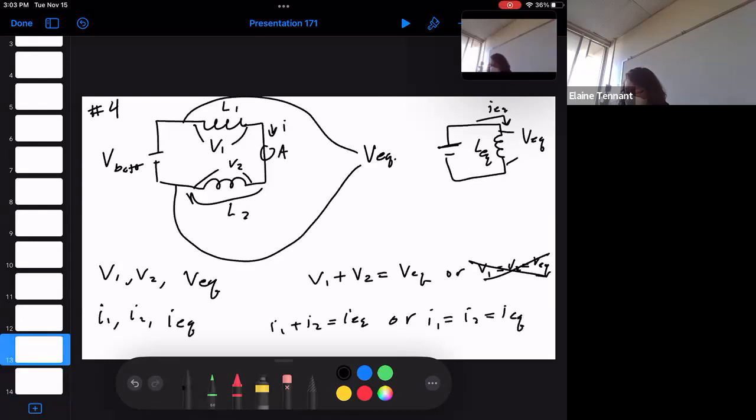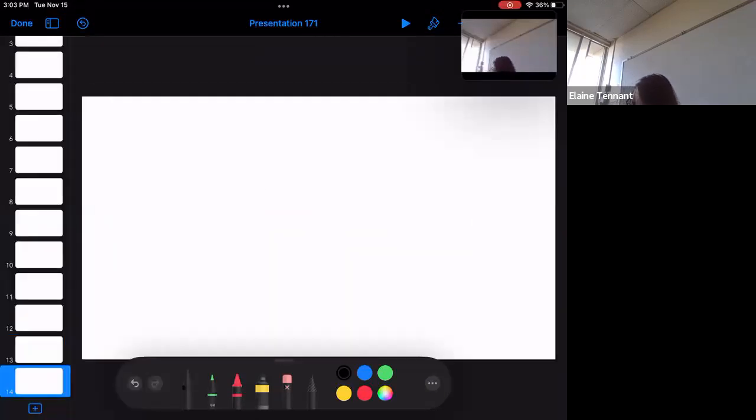So given that, do you think these currents are equal, or do you think you need to add them up? They should be equal. Awesome. Okay, so now we have these two equations to work with. What I want at the end is L equivalent equals L1 and L2 in some format. It'll either be L1 plus L2 or it'll be like 1 over L1 plus 1 over L2. So let's start here.